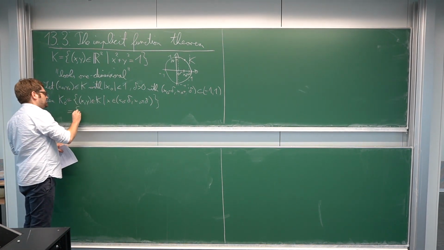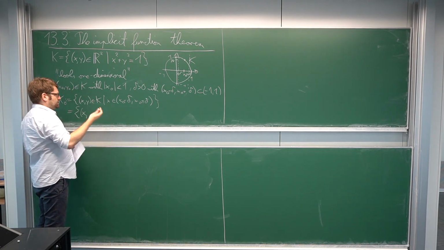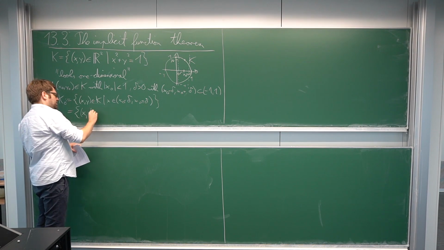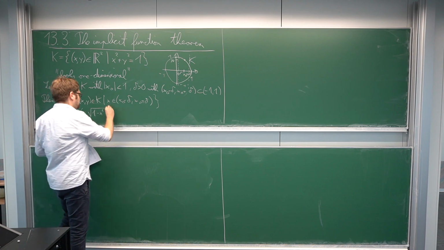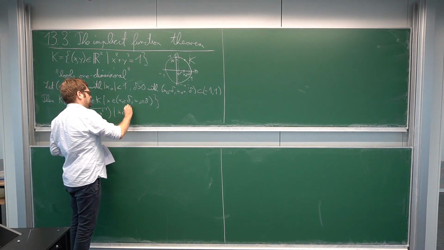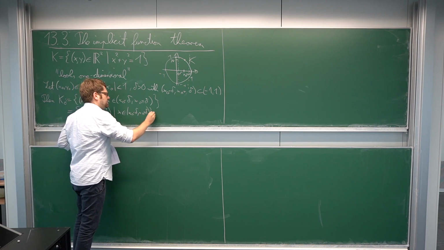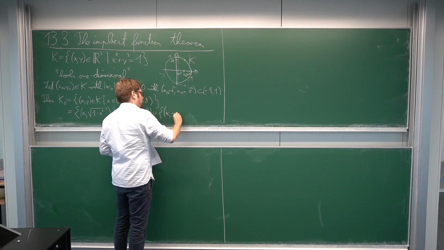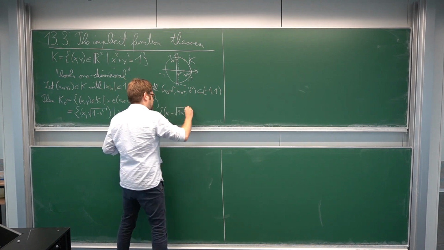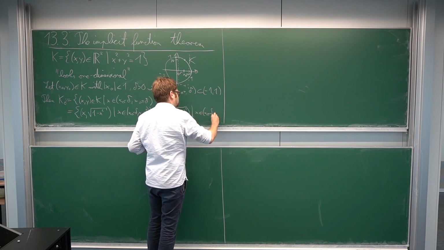This can be described as the union of these two arcs. The first one is given by, if you just take a look at this equation, x and the y coordinate is plus the square root of 1 minus x squared, where x is in (x0 minus delta, x0 plus delta). And the lower arc here is just the same but with a minus. So x and minus the square root of 1 minus x squared, where x is in the same interval. And both of them are graphs.